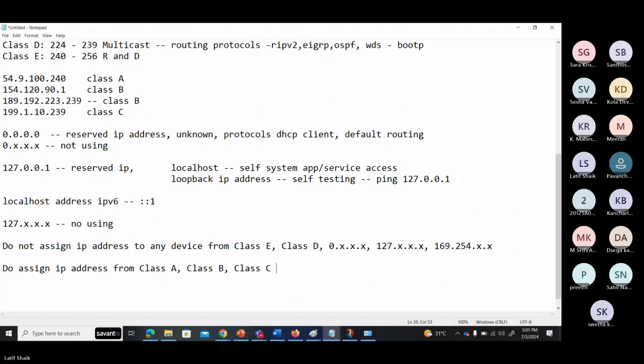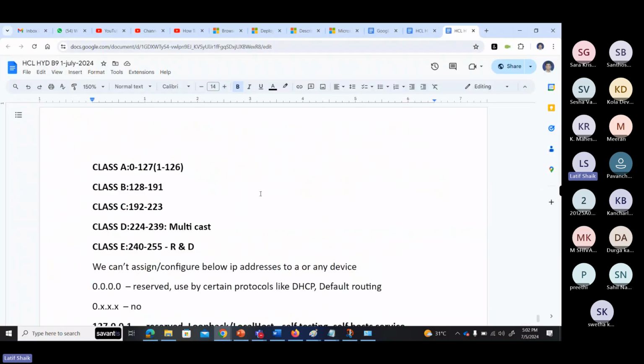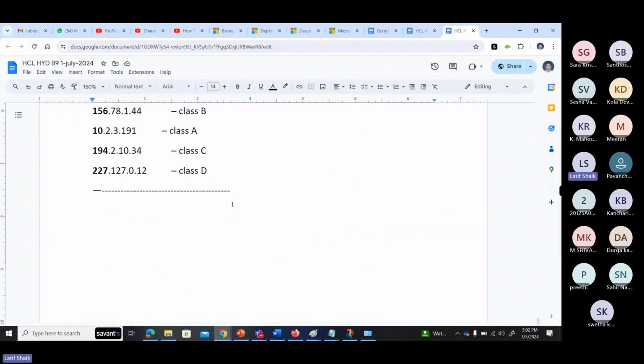Because there are unicast IP addresses. So unicast addresses: Class A, Class B, Class C are unicast addresses. We can assign IP address from these classes. Except these three, remaining we can't use it. Of course, there is private and public also. Again, that we will discuss sometime. So this is about your IP addresses.